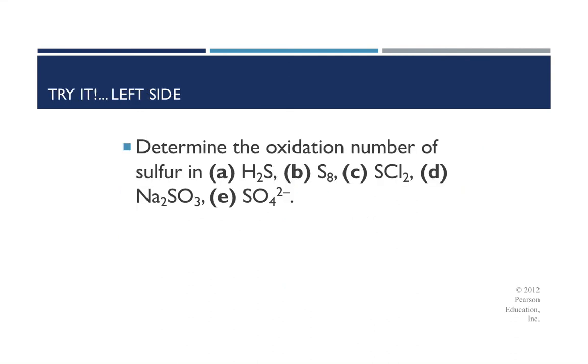All right, so with those rules, go ahead and try this on the left side of your notes. Determine the oxidation number of sulfur in H2S, S8, SCl2, Na2SO3, and SO4 2-. When you're done with those, come on back here and we'll go through them one at a time.